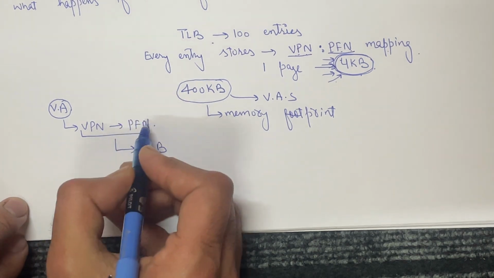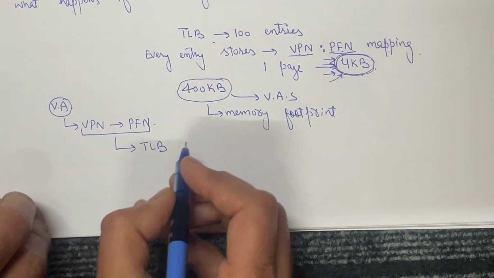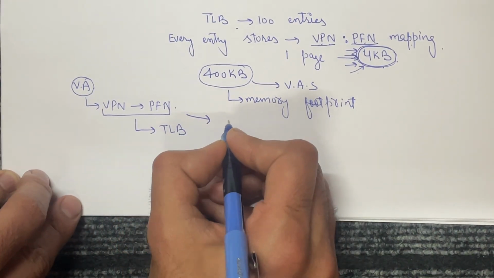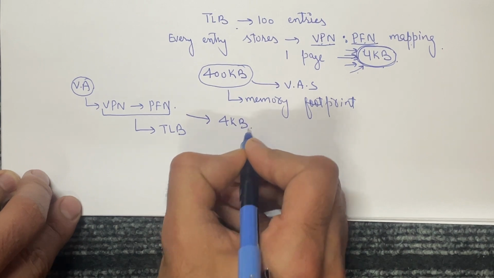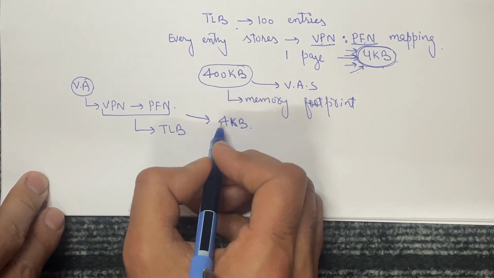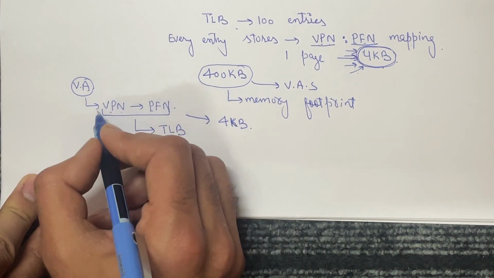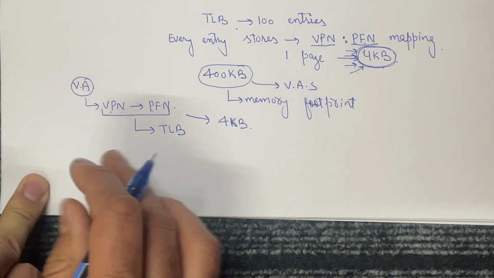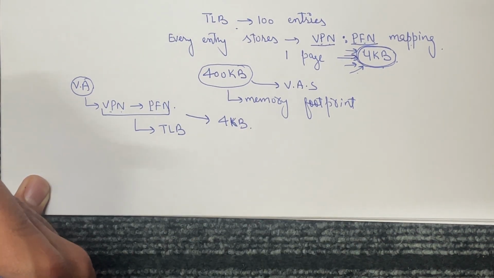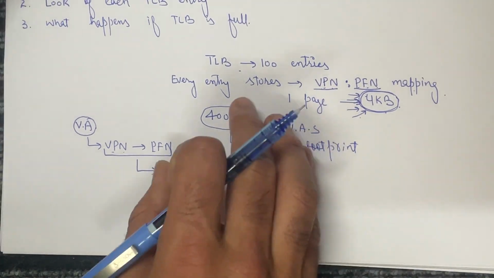Okay, so if I am getting this virtual page number to physical frame number mapping from the TLB, that means I have stored the mapping of one particular page that is of size 4 KB. So whatever data I am now trying to access from this 4 KB, I will get the virtual page number to physical frame number mapping in the TLB itself. I don't have to access the page table for this particular page. Okay, so I hope you understood this discussion related to the TLB.